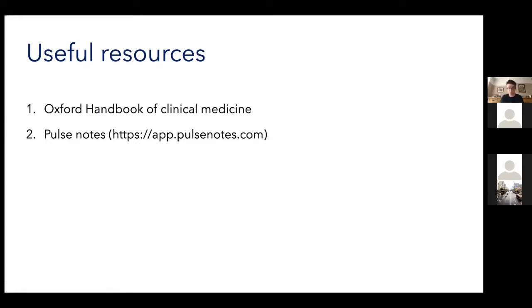All right, so we've come to the end. The Oxford Handbook has some really useful flow diagrams that simplify the approach, which has informed this talk, and Pulse Notes have some excellent resources as well. I think you do have to pay £5 a month to get access to some of them.